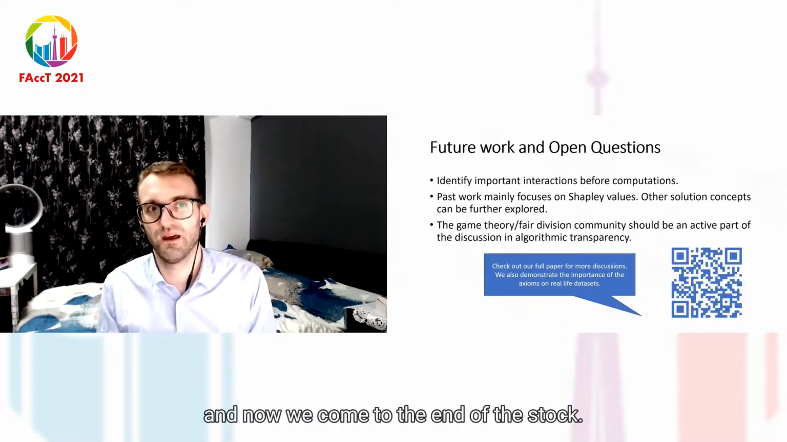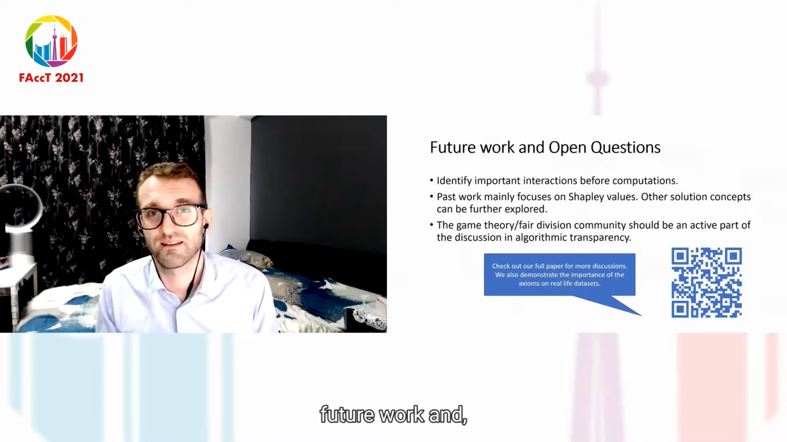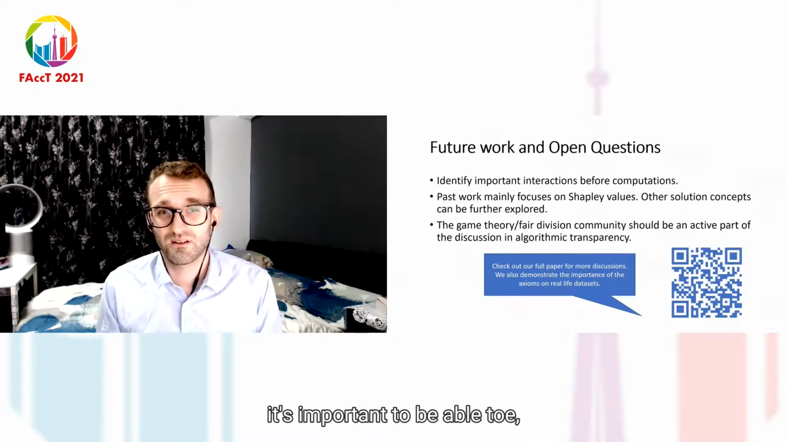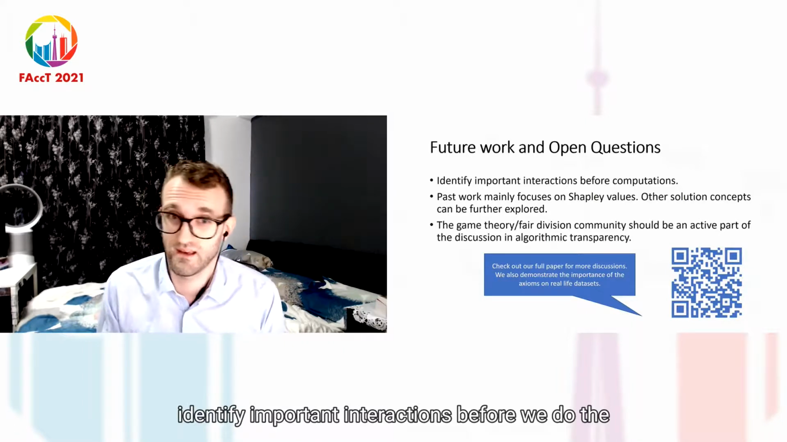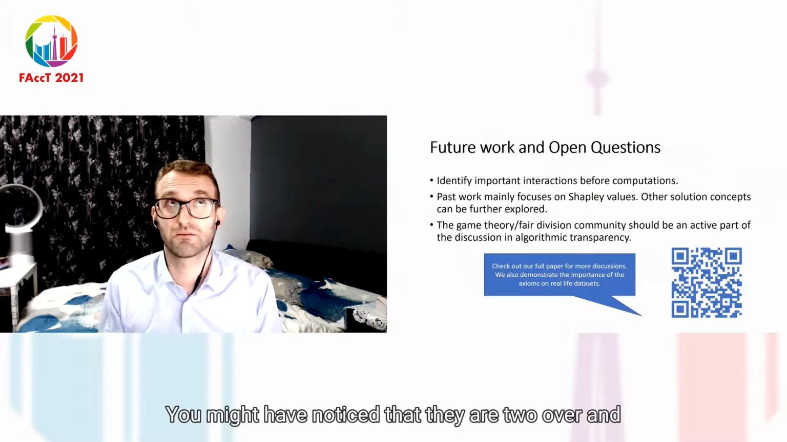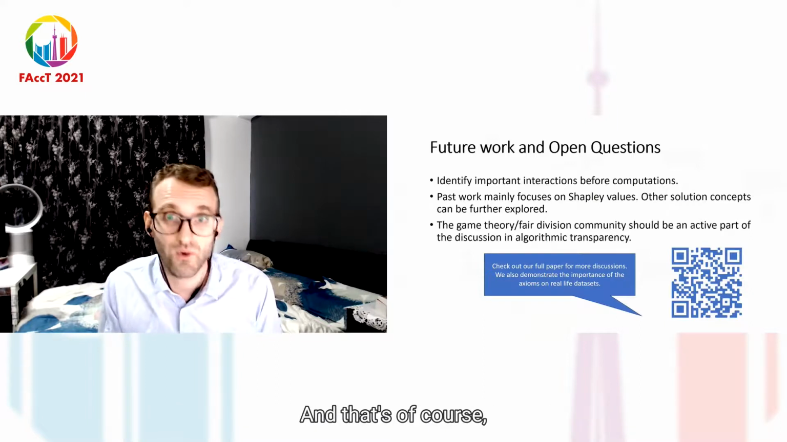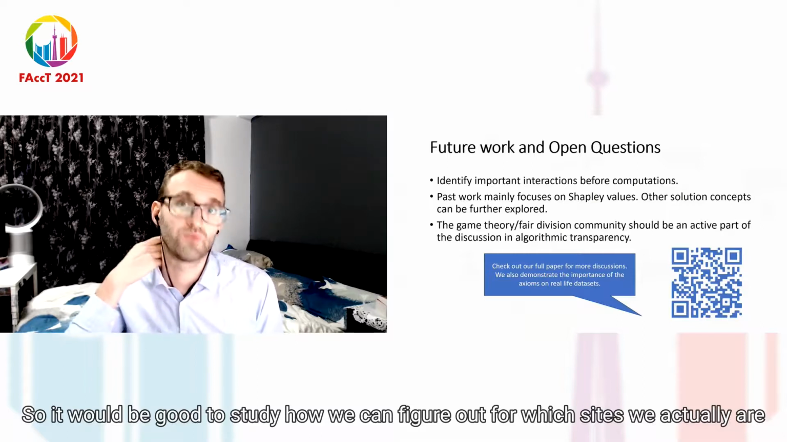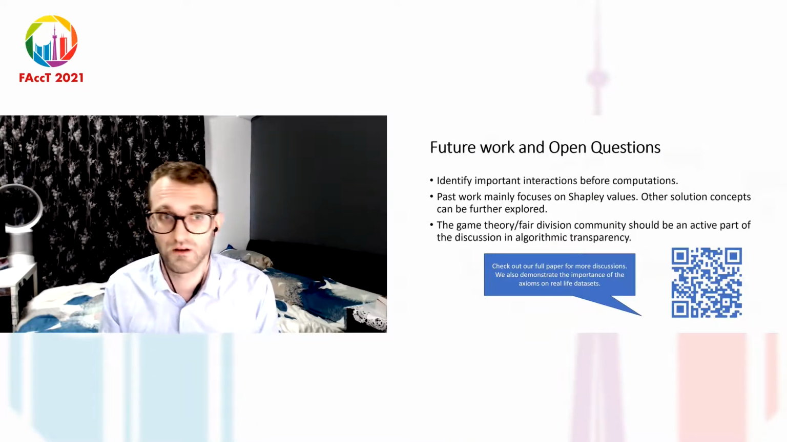Okay, and now we come to the end of this talk. I want to discuss some future work and some other open questions. First, it's important to be able to identify important interactions before we do the computations. You might have noticed that there are 2^n potential sets for which we could calculate the interactions, and that's of course way too many. So it would be good to study how we can figure out for which sets we are actually interested in the interaction, so we can also consider larger sets beyond size 2.